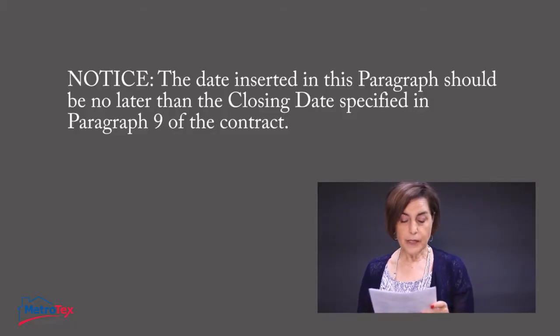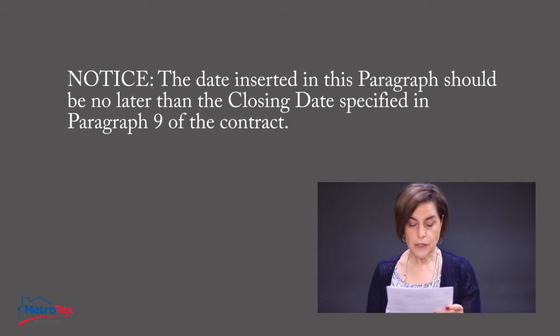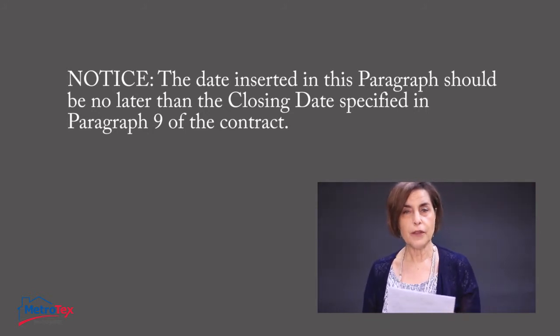Very common for us to have that happen. So you're going to put the date here of what their contract is set for, what their house is going to close for. So let's just say that it's going to close on August 1st. That's the way this is written. And then it says, note, the date inserted in this paragraph should be no later than the closing date specified in paragraph 9 of the contract.